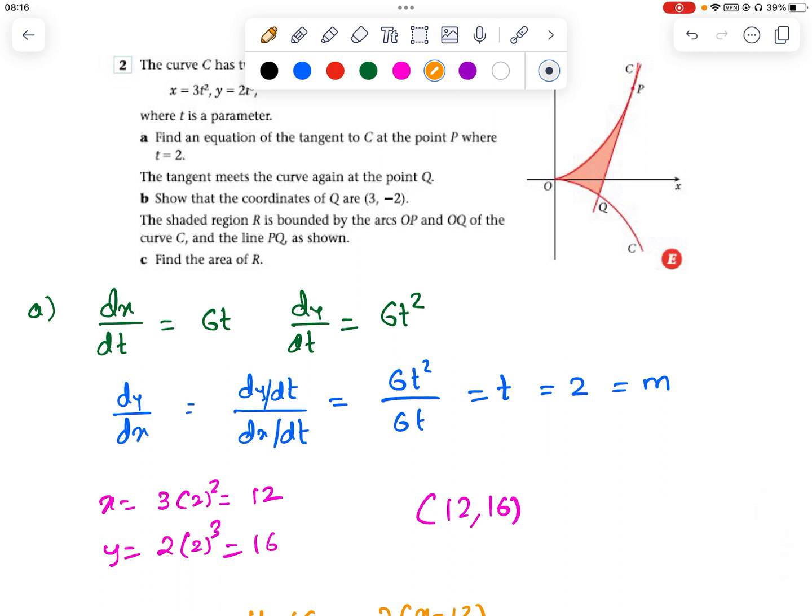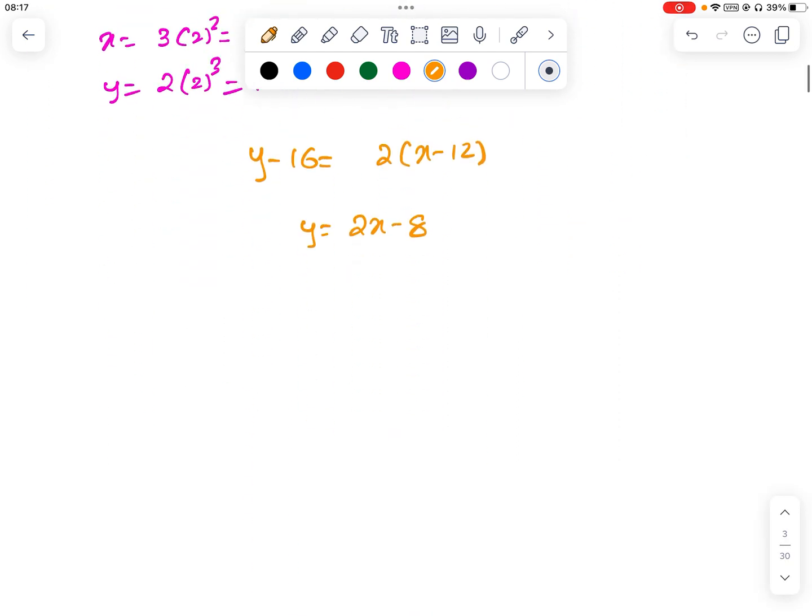Next, show that the coordinates of q is 3, minus 2. The tangent meets the curve again at q. Show that the coordinates of q is 3, negative 2.